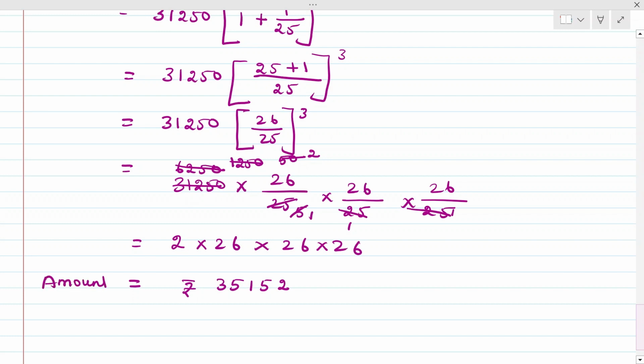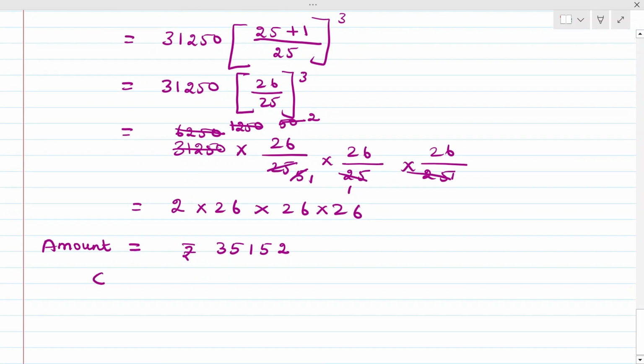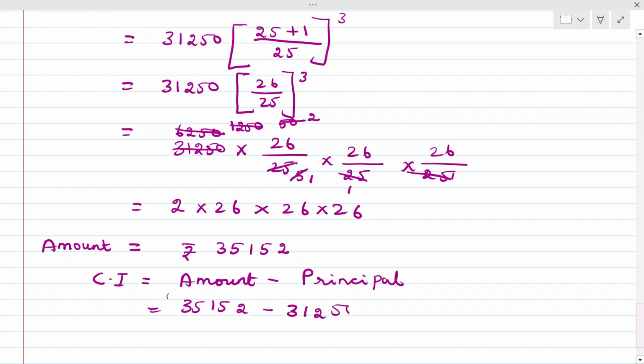Always when you use the compound interest formula, you will get the amount only directly. And with the help of that, you have to find out the compound interest. So amount is 35,152. Now you know how to find out compound interest, that is amount minus principal. Amount is 35,152 and principal is 31,250. So now compound interest is 3902. That's all. Very easy.